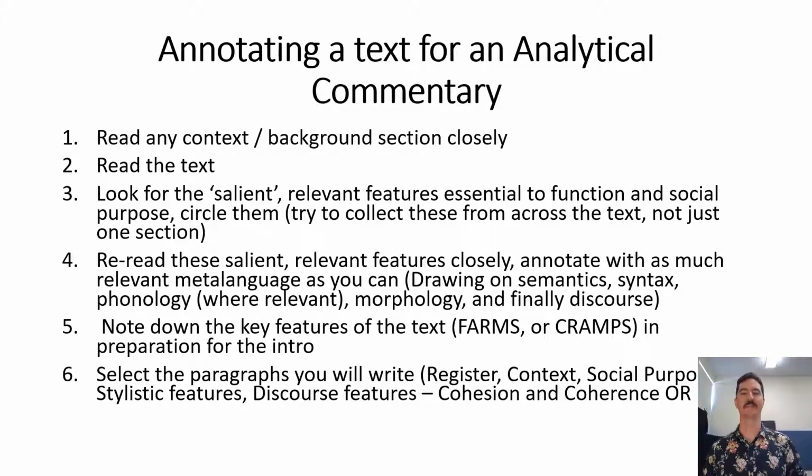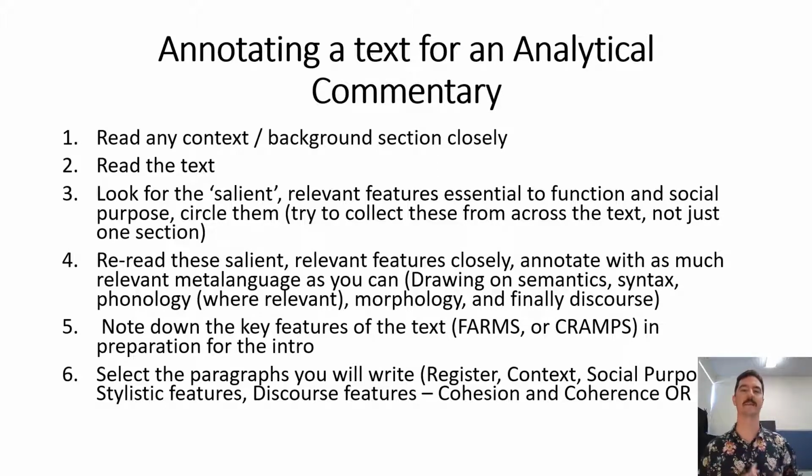Keep in mind, try to collect these from across the text, not just one section. So you should have a number of little sections, and then if you've got way too many, you might want to rank them from the most interesting to the least, and keep in mind you want to be across the whole text. Then you're going to reread these particular things that you've highlighted, circled, whatever it is. You're looking for relevant features. Closely annotate with as much metalanguage as you can. So it might be useful to write out the subsystems.